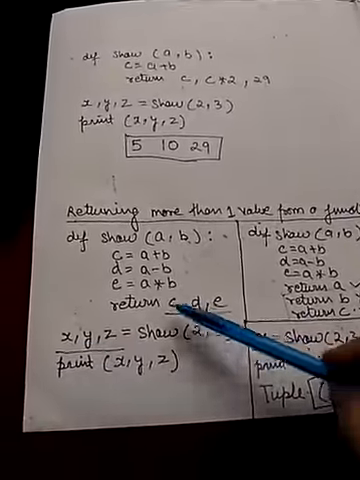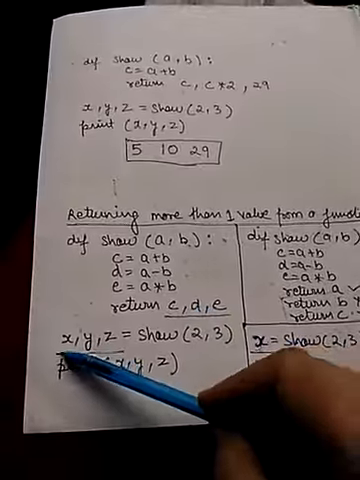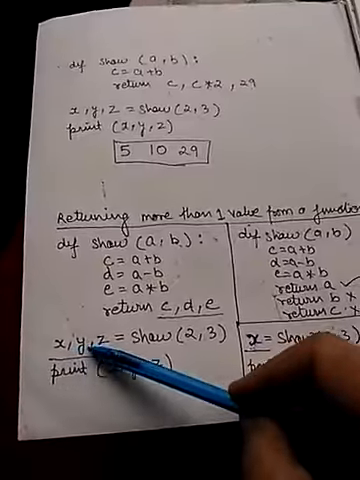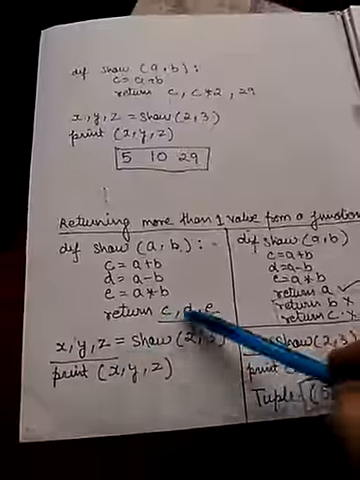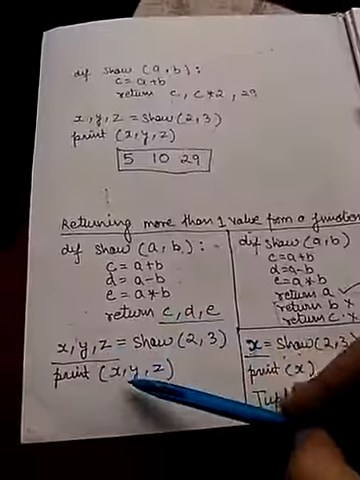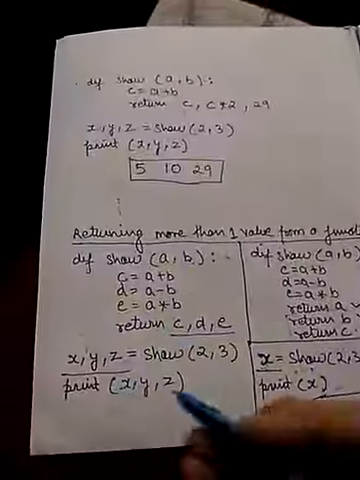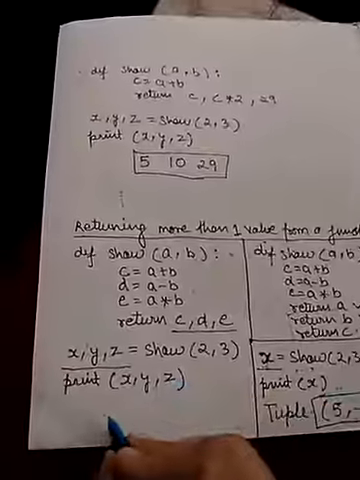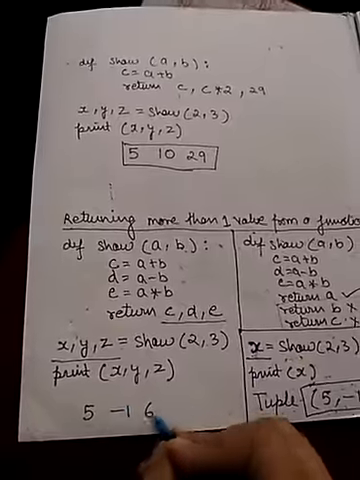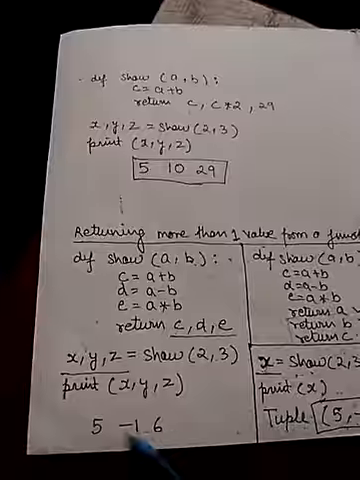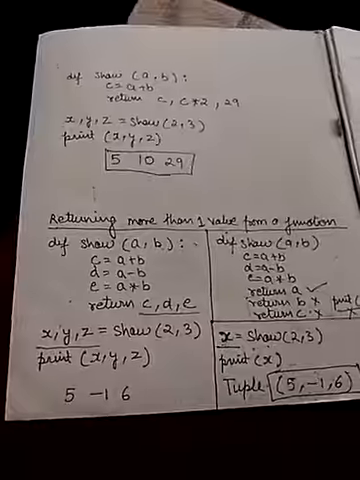Means if three values are returned from the function and three variables are used in the main program to store the values, then individual values will be stored in individual variables. So in this way you will get the answer. Here if you write print x, y, z, the value of x will be 5, y is -1 and z is 6. So here you will get this type of value directly, and here you will get the value in parenthesis, that is, in the form of a tuple.